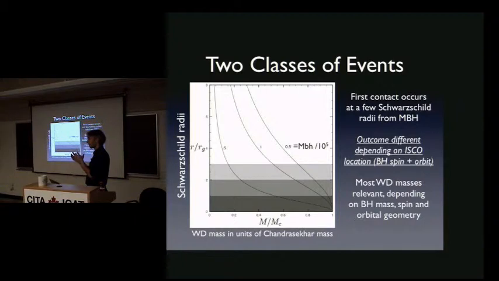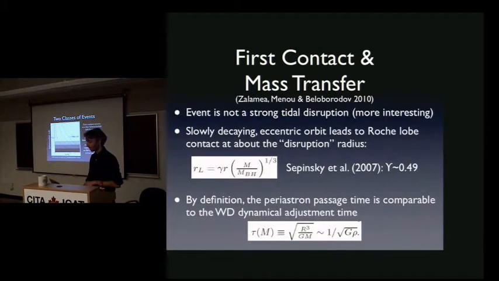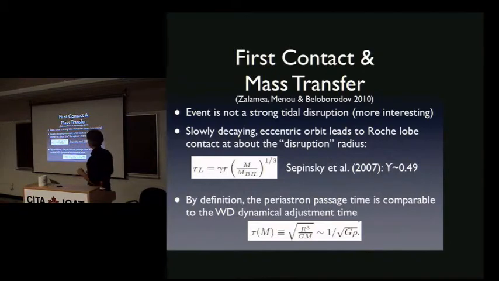We think this class of events will lead to repeated mass transfer episodes. And let me tell you why we think that this is what should happen. The events that I am interested in here are actually not strong tidal disruptions. You would think that makes them less interesting, but I think it makes them more interesting, for a reason I'll explain in a moment. The orbit is slowly decaying. It's generally an eccentric orbit, slowly decaying under gravitational radiation.